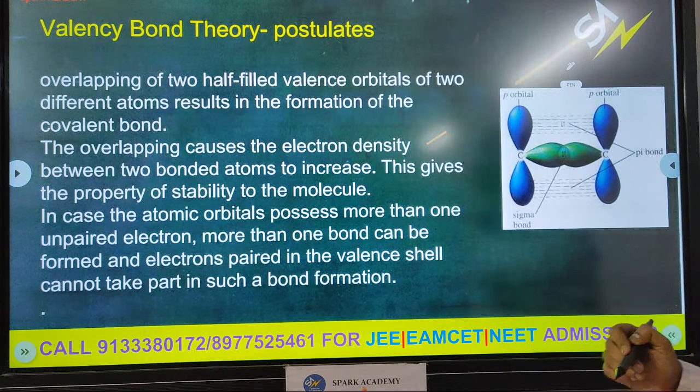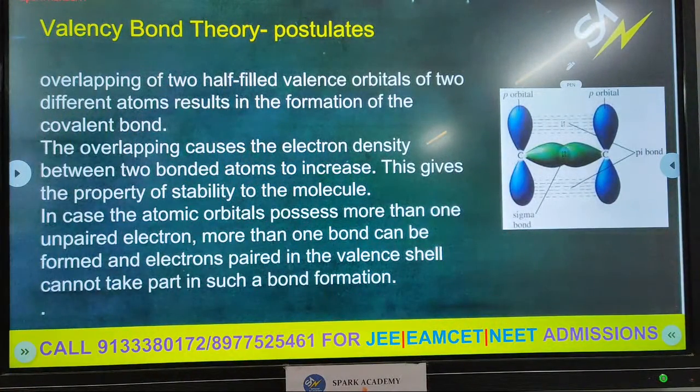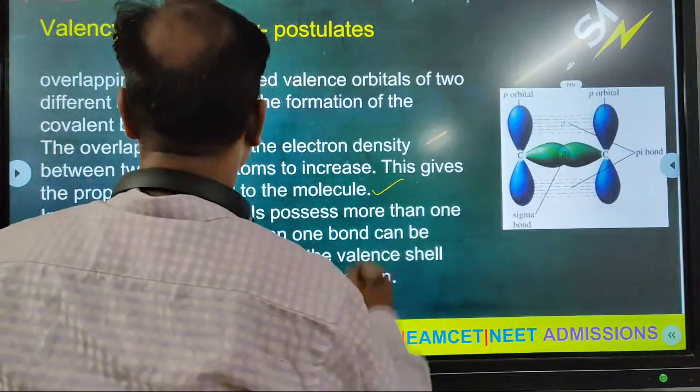See next. The overlapping causes the electron density between two bonded atoms to increase. This gives the property of stability to the molecule. Which property? The overlapping causes the electron density between two bonded atoms to increase. This gives the property of stability to the molecule.